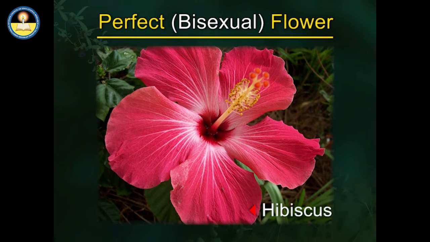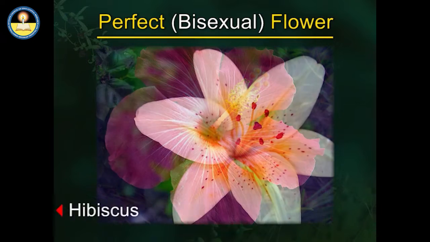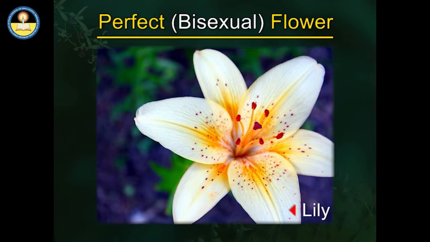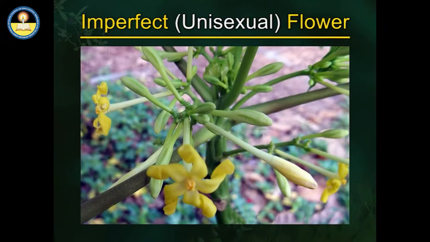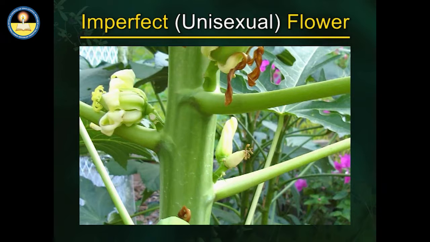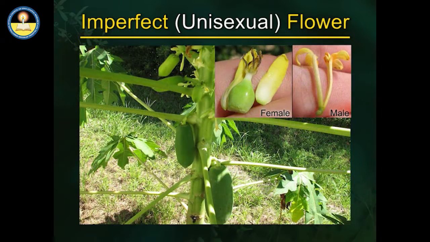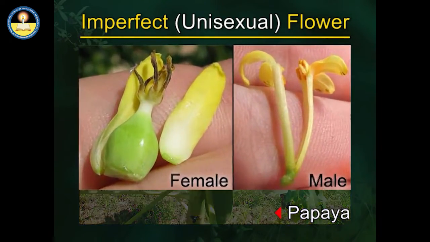Flowers like hibiscus, lily are very good examples of bisexual flowers, while others that contain either stamen or pistil only are called imperfect or unisexual flowers. Flowers of papaya plant are unisexual. They are present on separate plants.